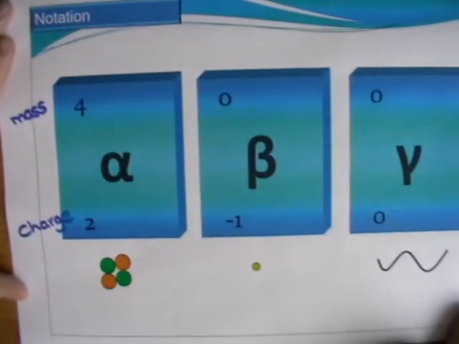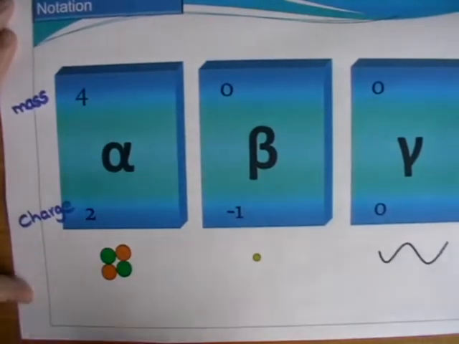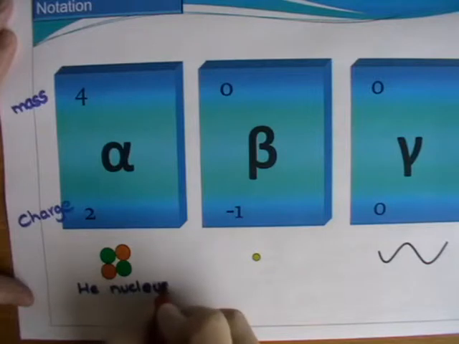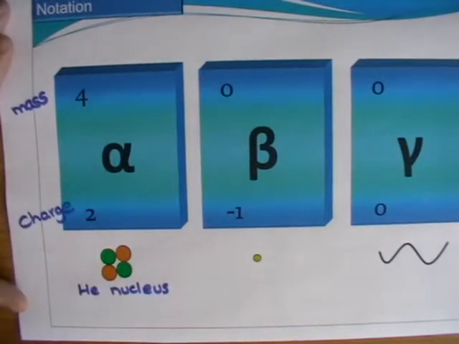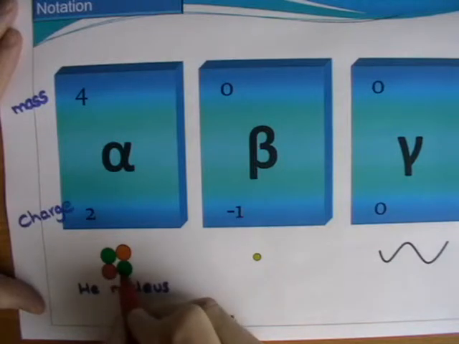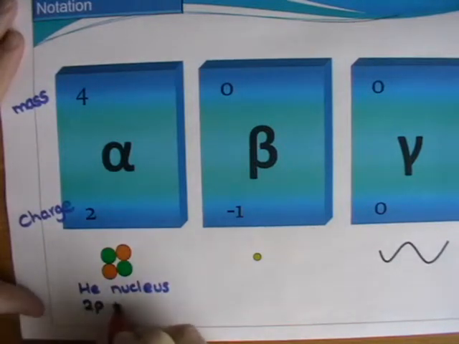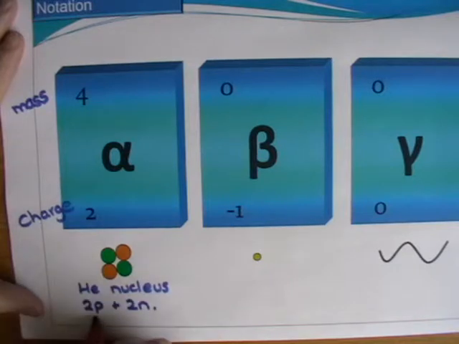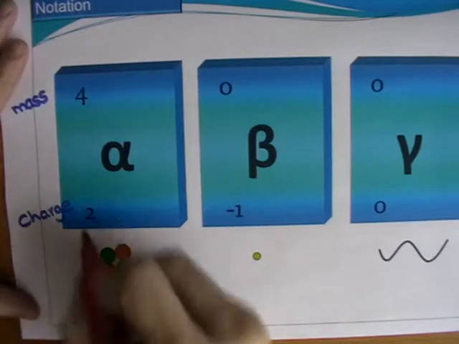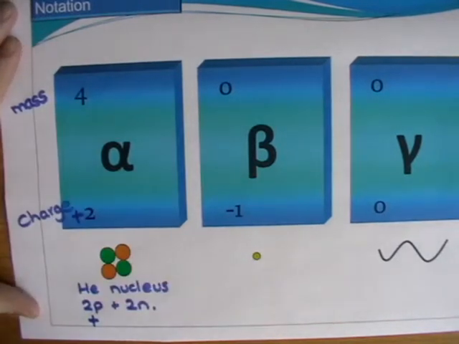So the first thing, the alpha particle is very often likened to a helium nucleus. So it's whatever you find in a helium nucleus, an alpha particle is the same. And what do you find? You find 2 protons and 2 neutrons. The protons are positively charged, so if you've got 2 of them, you've got a charge of +2 in an alpha particle.